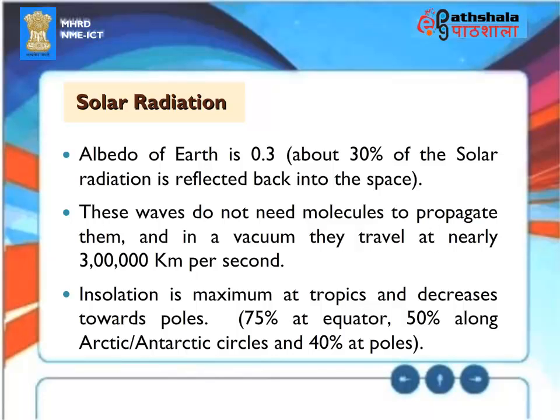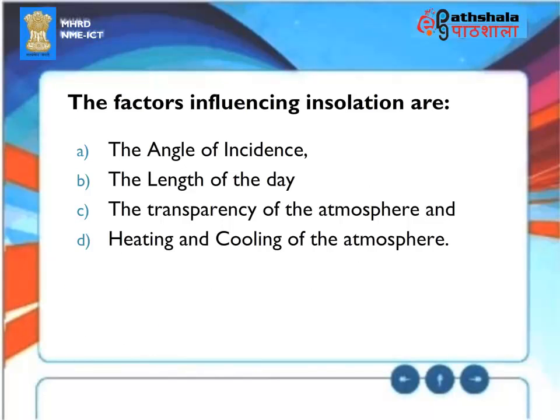Insolation is maximum at tropics and decreases towards poles: 75% at equator, 50% along Arctic and Antarctic circles, and 40% at poles. The factors influencing insolation are the angle of incidence, the length of the day, the transparency of the atmosphere, and heating and cooling of the atmosphere.